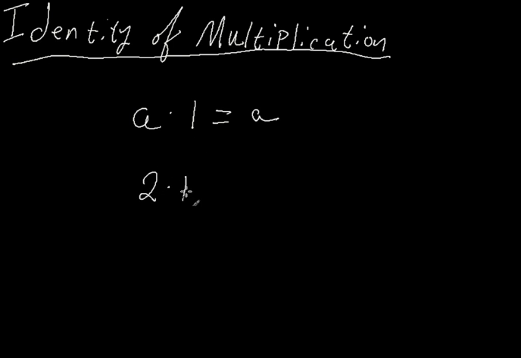So 2 times 1 equals 2. Root 2 times 1 equals root 2. Okay? It's staying true to itself through multiplication.